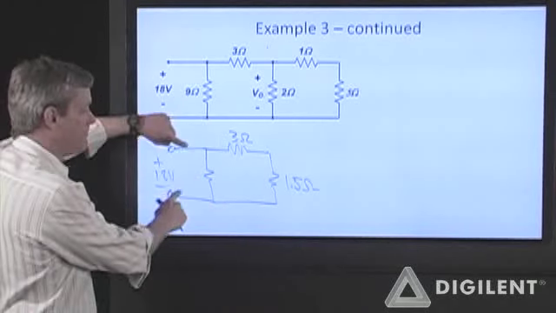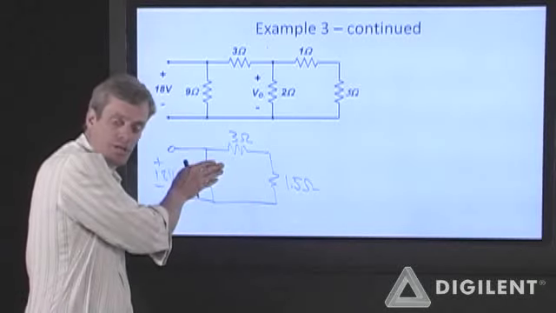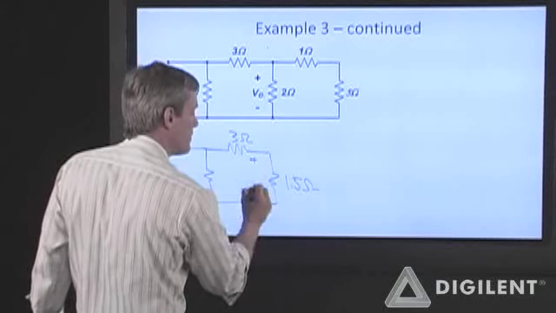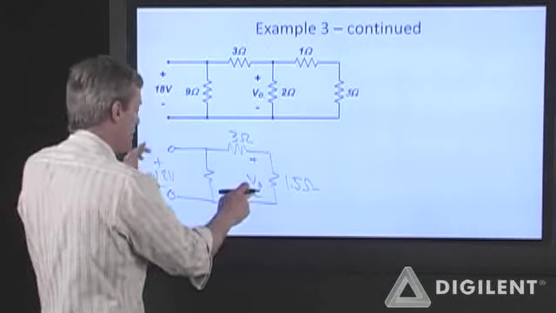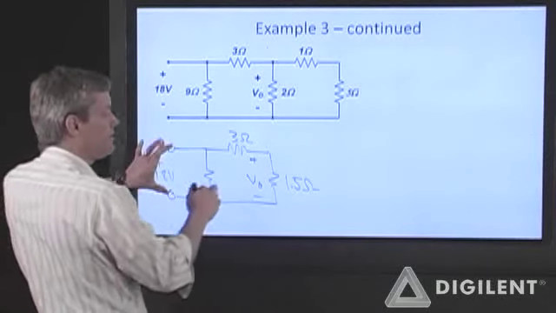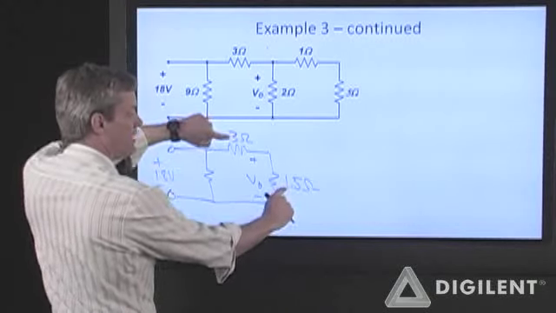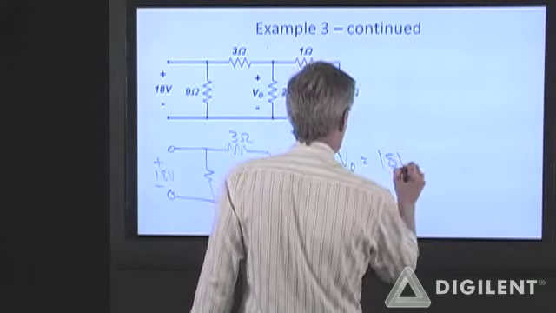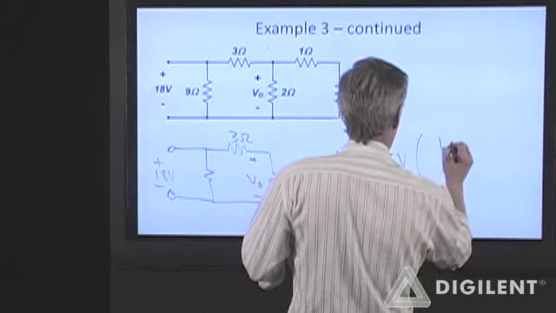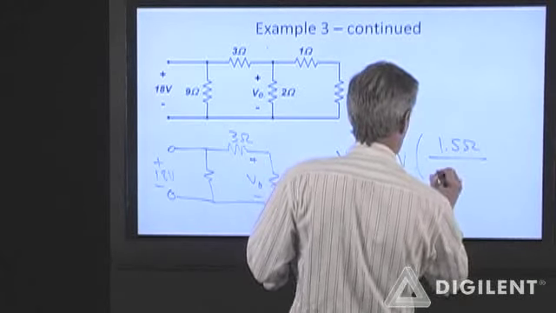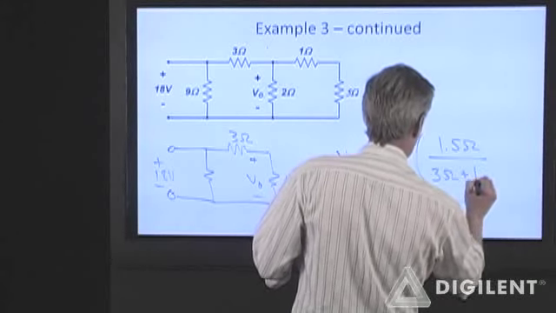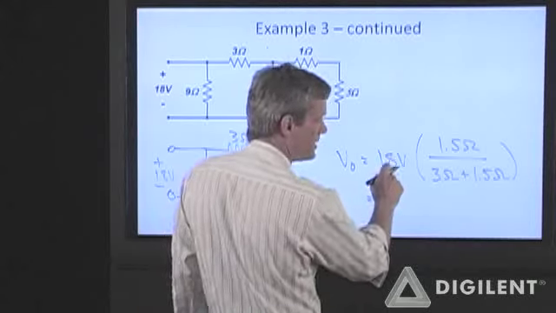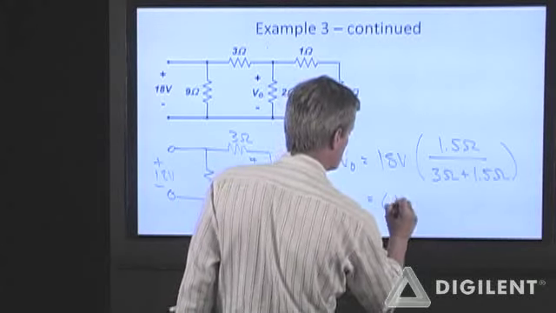I'm applying an 18 volt difference across here. This resistor doesn't really matter. This can become a voltage divider. V0 here is the total voltage, 18 volts, times this resistance divided by the sum of these resistances. So V0 is 18 volts times 1.5 ohms over 3 ohms plus 1.5 ohms. So this is 18 over 3, which is 6 volts.